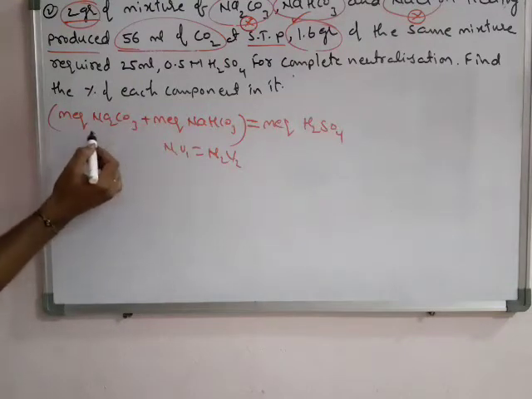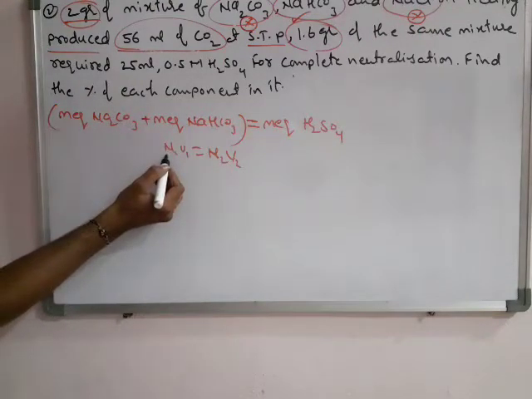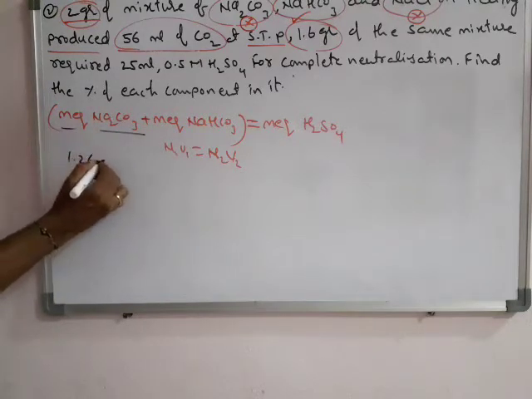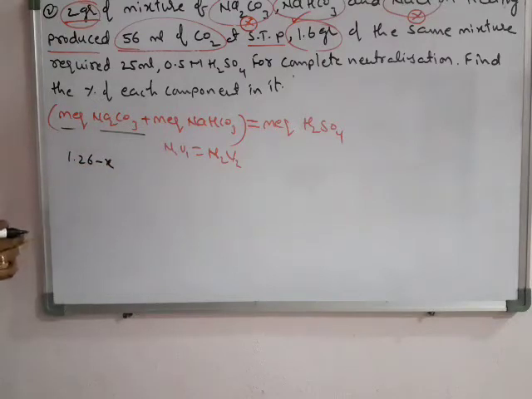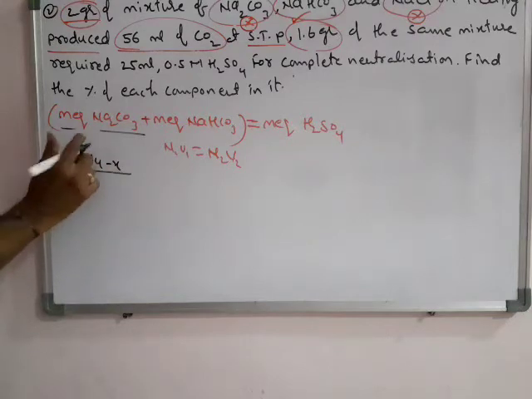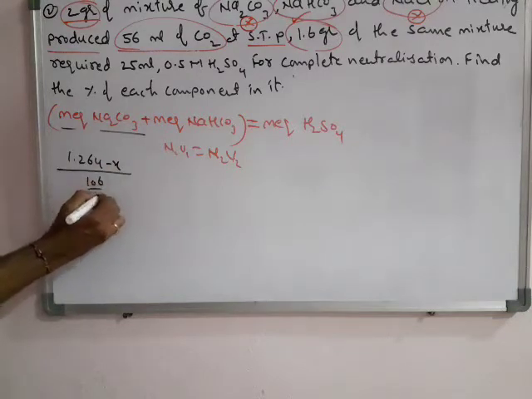So milliequivalents of the first normality means weight by equivalent weight. So what is the weight of Na2CO3? That is 1.264 minus x. So 1.264 minus x, weight by, what is the equivalent weight? 106 by its charge.